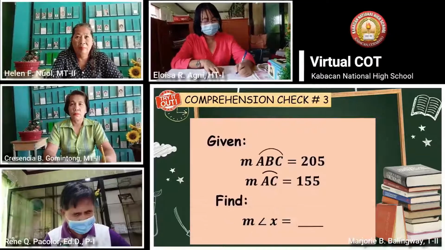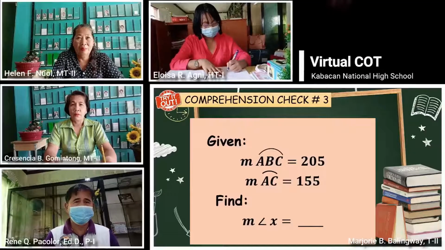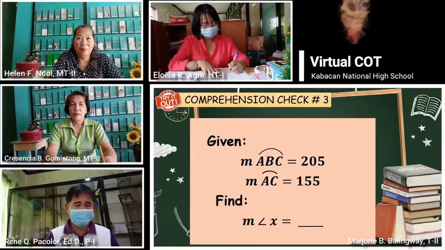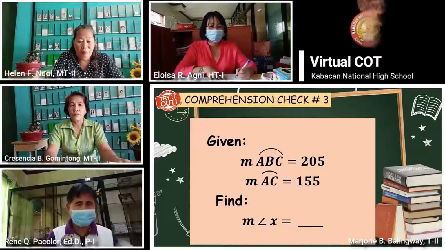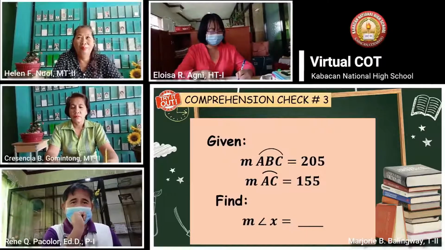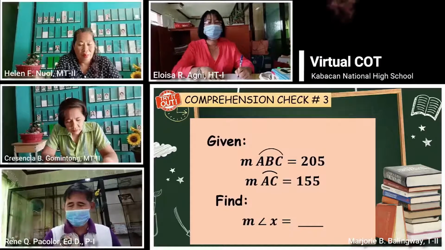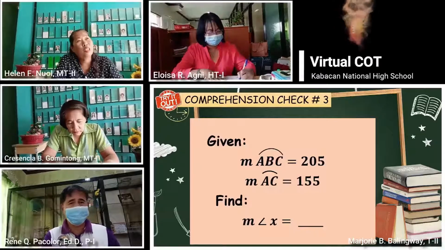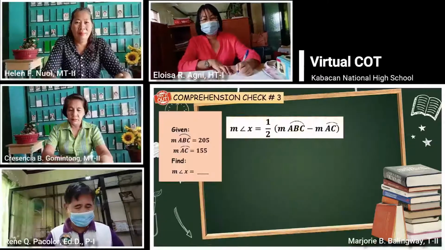Number 3. The given are the degree measures of arc ABC and arc AC, which are 205 and 155 respectively. Find the degree measure of angle x. Let's have the answer.